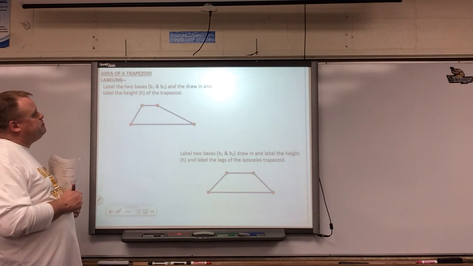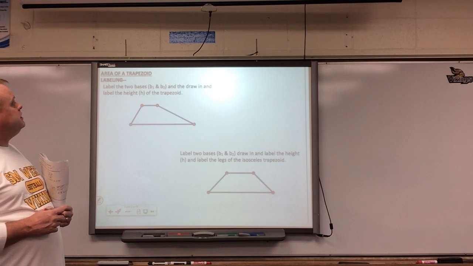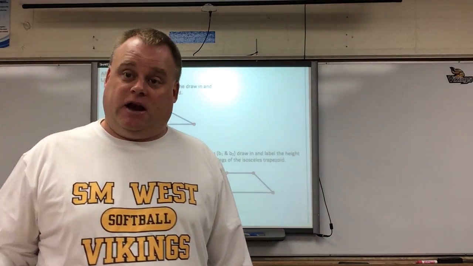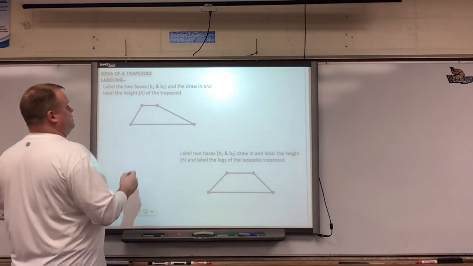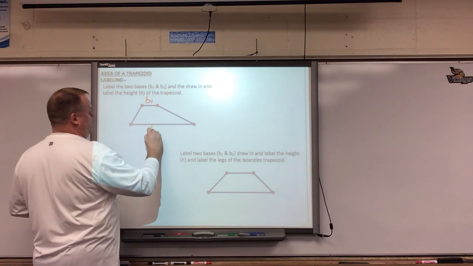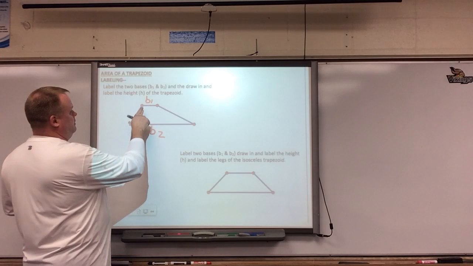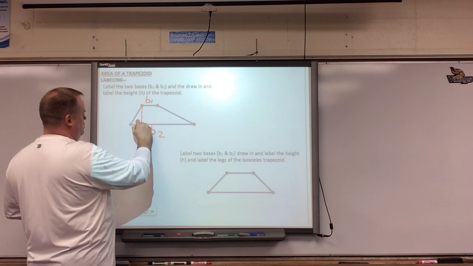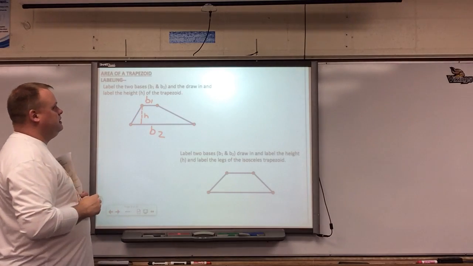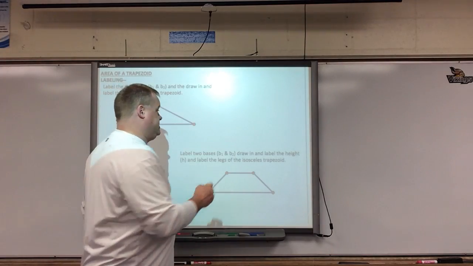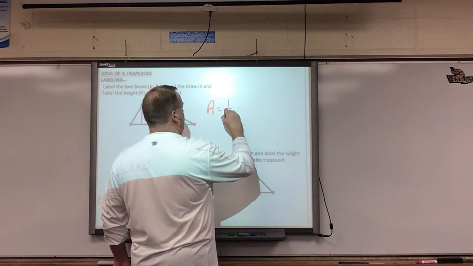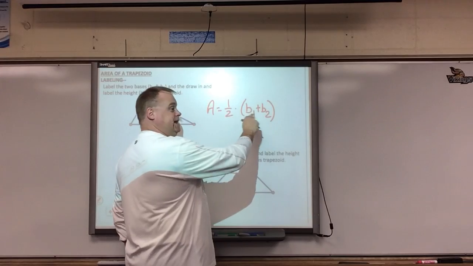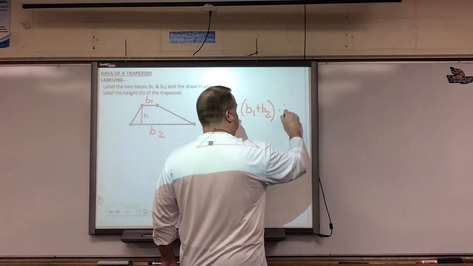Labeling. Label the 2 bases, B1 and B2, and then draw in and label the height of the trapezoid. We got to be able to do this, okay? You got to be able to do this. So, I'm going to label the top B1, the bottom B2, and then my height from the top straight down to the bottom. That is my height. Remember, the formula for this is area equals 1/2 times base 1 plus base 2 added together before you multiply times the height.